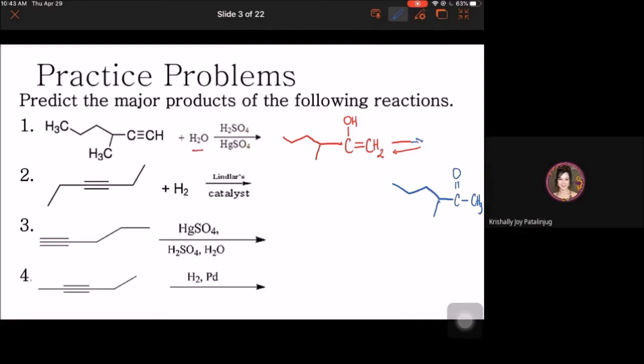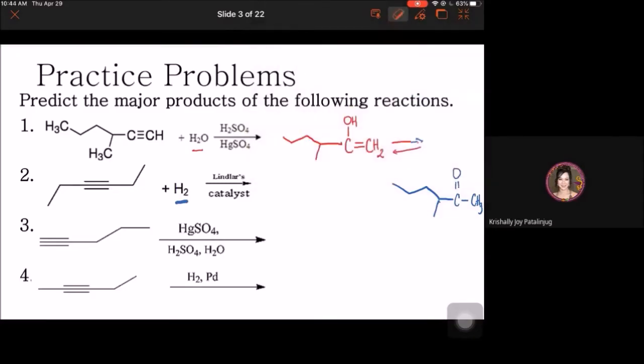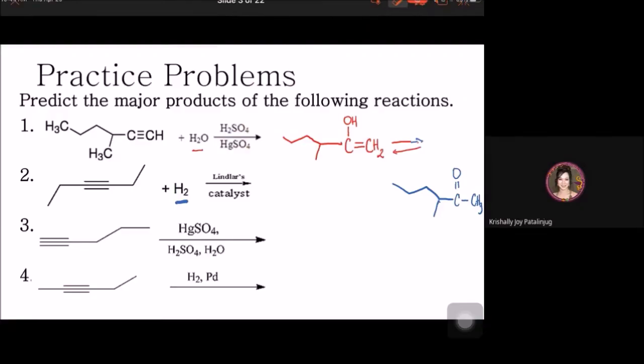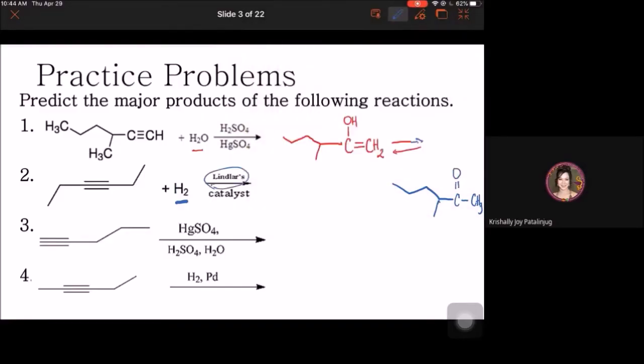Next example, you have hydrogenation. For hydrogenation, given that skeletal structure, we simply remove one of the pi bonds. Since Lindlar's catalyst is being utilized in the reaction, the final product is only until alkene. Again, the final product is only until alkene.